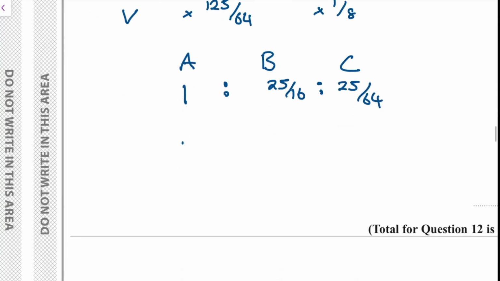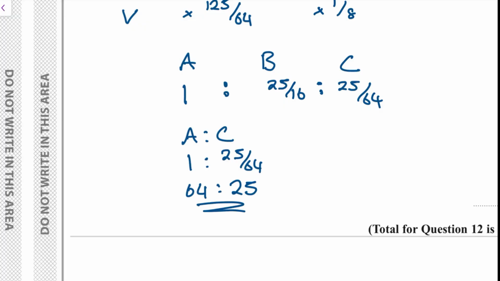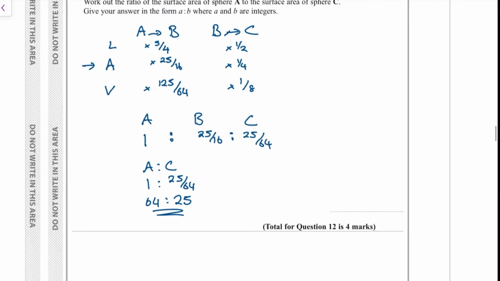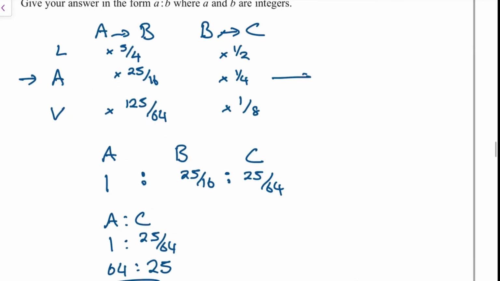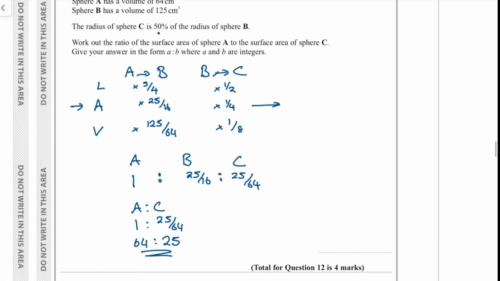Okay, so let's look at A and C only. So that's 1 to 25 over 64. Multiply by 64, and that's going to give you 64 to 25. Answer done. That wasn't as bad as it looked. That felt quite horrible, but actually wasn't terrible. It's all about understanding that you need to link these two scale factors here.